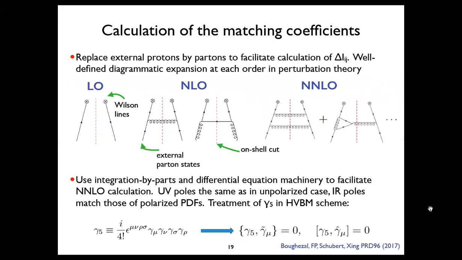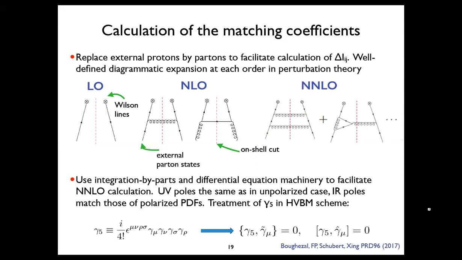There's been a whole machinery developed to facilitate these kinds of higher order calculations, in particular for jet production at the LHC. These go under the names of integration by parts and differential equation identities. You can apply this machinery to this calculation. You have some checks on the calculation. You know both what the UV and IR poles should look like. One technical issue is the treatment of gamma 5. And we use basically the 't Hooft-Veltman scheme. We do have some internal checks of this calculation.